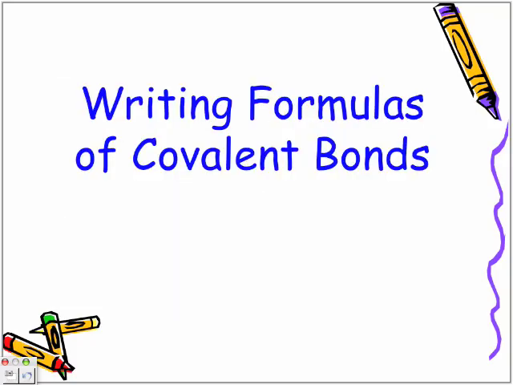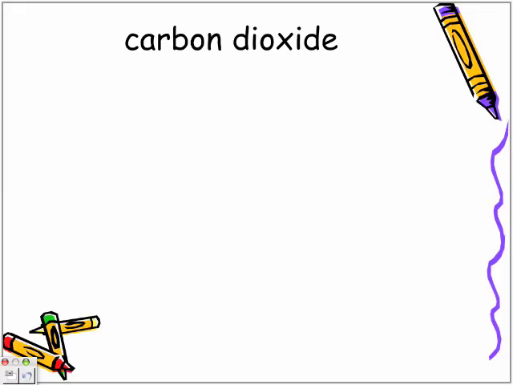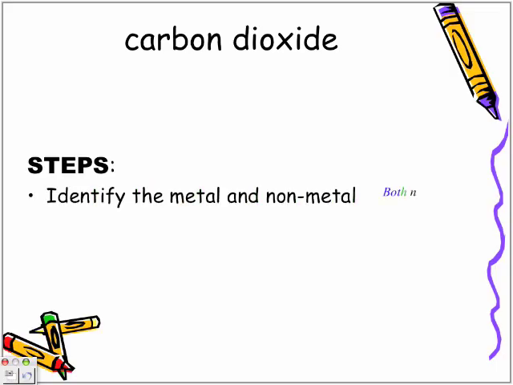Now, let's do the reverse of what we've just done. Writing formulas of covalent compounds. Carbon dioxide. So, let's look at the steps. Again, identify metal, non-metal. And we know that they're both non-metal.